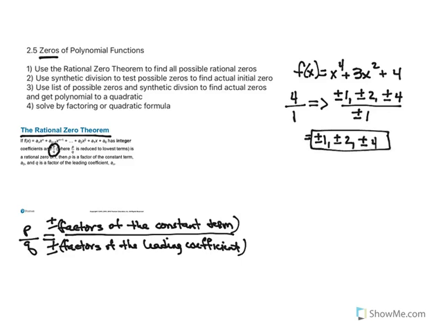So all of my possible rational zeros for this function are positive 1, negative 1, positive 2, negative 2, positive 4, negative 4. So that's your list of all the possibles. You can use the plus or minus button, or you can list them out separately with a comma. Alright, so that's what we're doing first. We're just using the rational zero theorem to list all possible zeros. So let's look at another one.